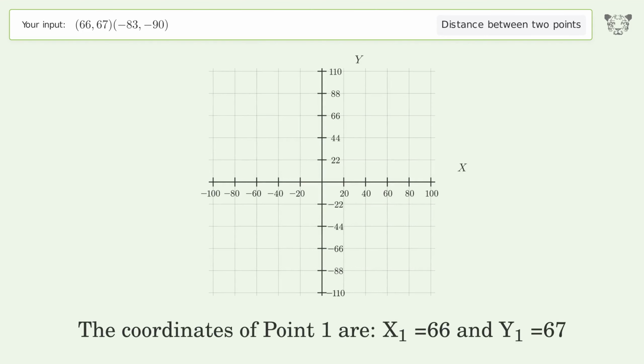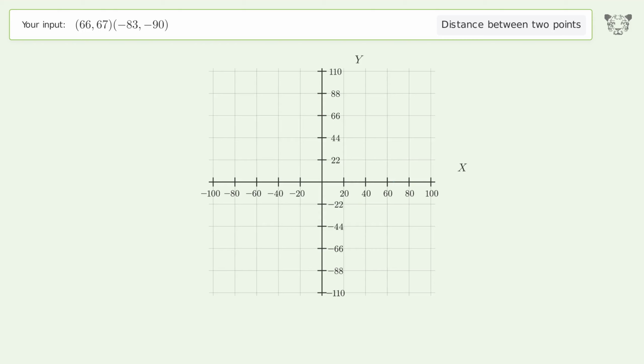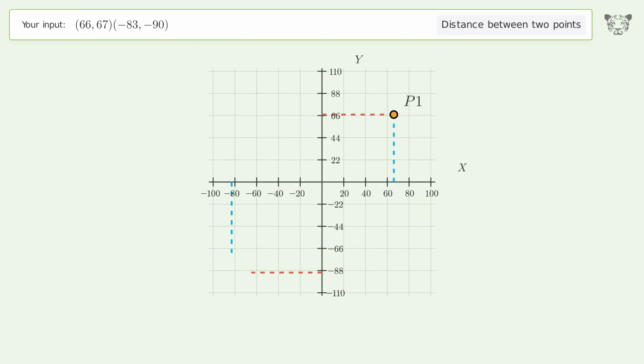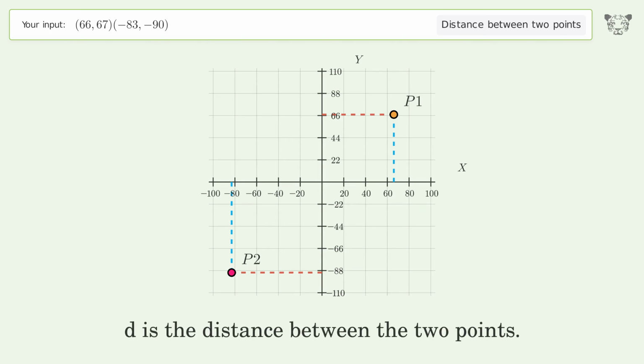The coordinates of point 1 are x1 equals 66 and y1 equals 67. The coordinates of point 2 are x2 equals negative 83 and y2 equals negative 90. D is the distance between the 2 points.